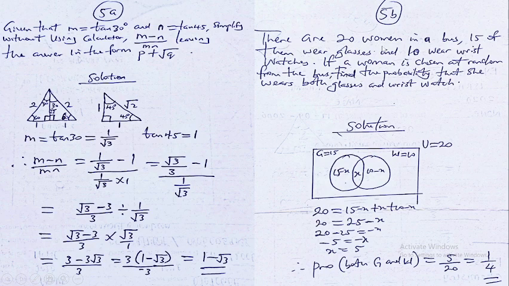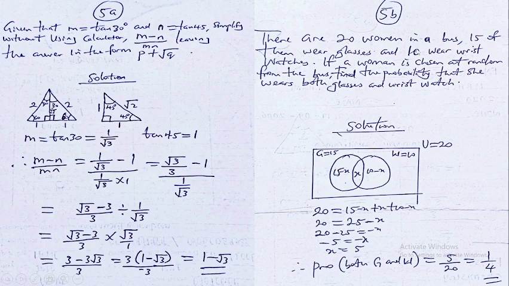There are 20 women in a bus, and this question we can solve using a Venn diagram also. There are 20 women in a bus. 15 of them wear glasses, 10 wear wristwatches. If a woman is chosen at random from the bus, find the probability that she wears both glasses and wristwatch. That's the intersection between glasses and wristwatch.